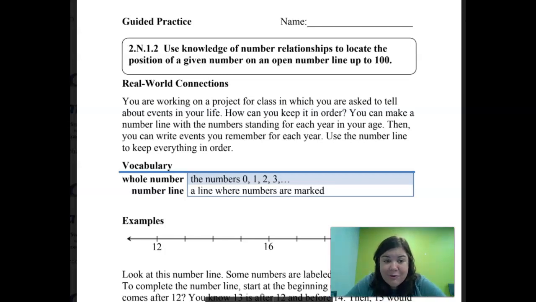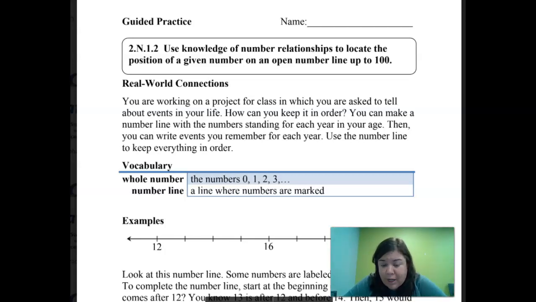Hello, this week we're working on 2.N.1.2, and that standard says we're going to use our knowledge of number relationships to locate the position of a given number on an open number line up to 100. Can you count up to 100? If you can't, you need to practice.